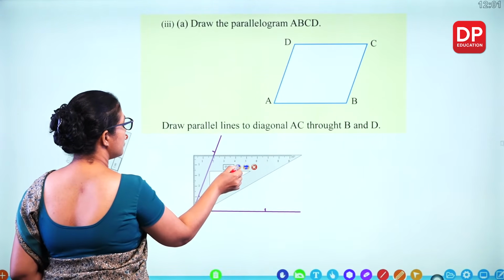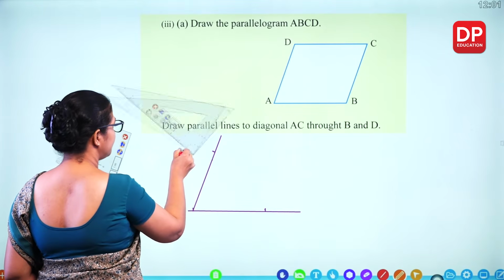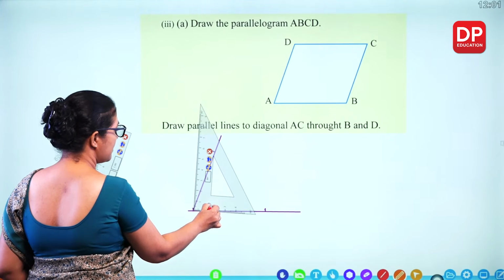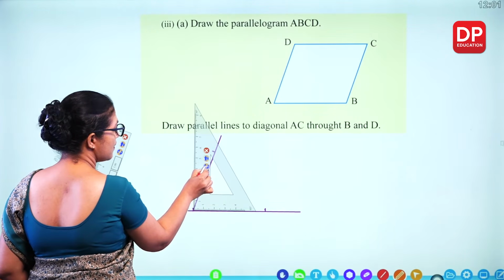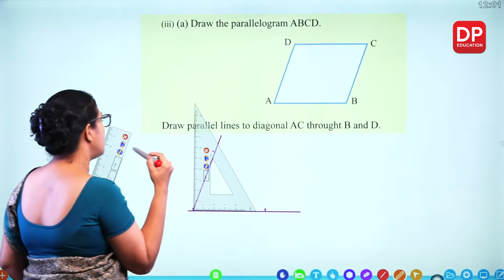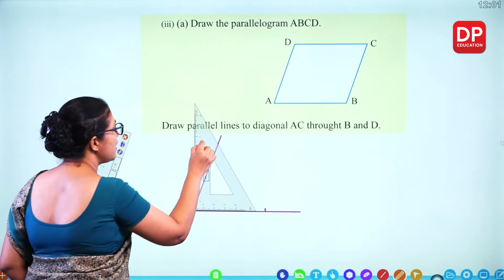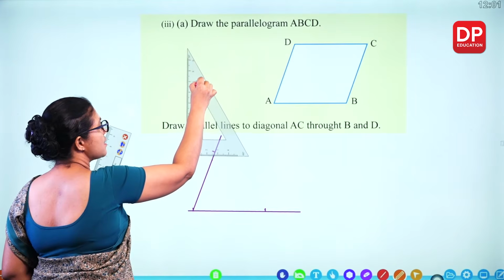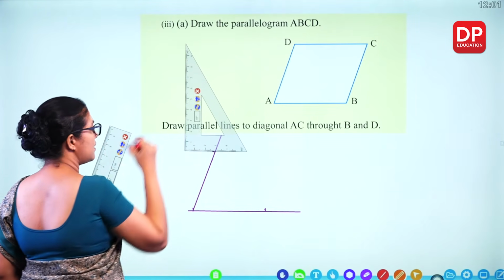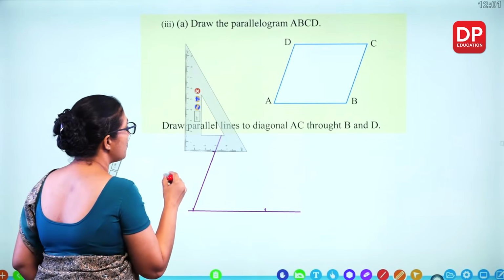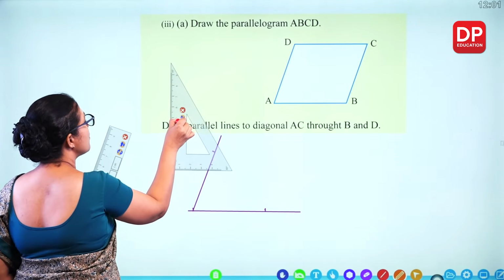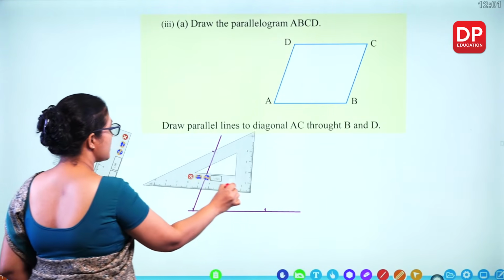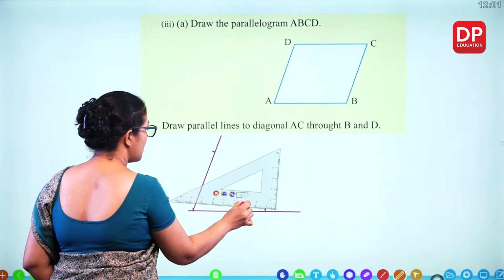So we can rotate this and keep it on top of this line. And what you can do, you can lift this one so that you get the same angle, and you can draw this line. But this is not enough, so I'll take the other way around, so that I can draw a big line.